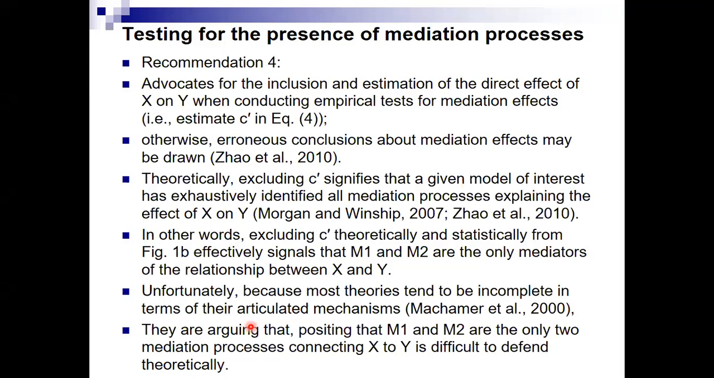So if you exclude C prime in your regression for mediation, you'll be assuming that there are no more mediators, which is not true, because there is the possibility of having other mediators which you did not uncover or which are not within the scope of your study. So it's always important to include it.